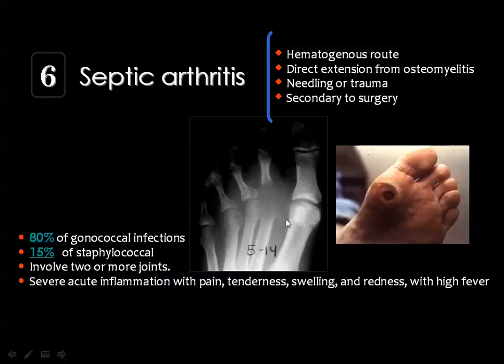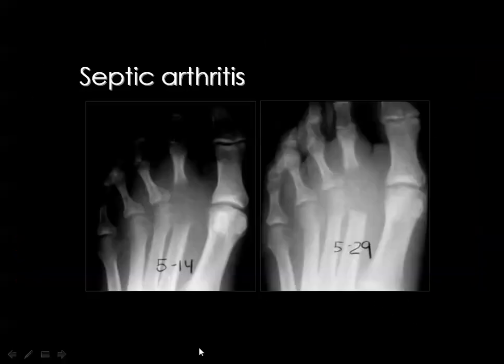And here you can see an example of this metatarsophalangeal joint of the second toe. There is severe loss of bone density. You cannot see the joint space, and there is an extensive periarticular soft tissue swelling. Of course, you will see the manifestations of inflammation while examining the patient, like pain, tenderness, swelling, redness, and also fever.